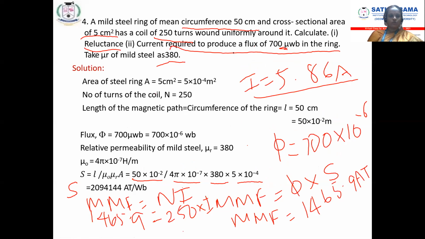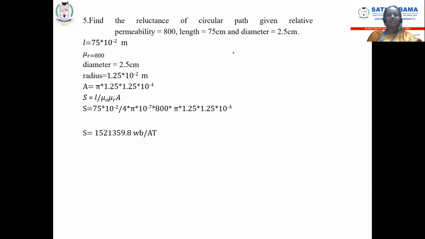Thank you, students. This is a university problem they asked last year for 6 marks. Find the reluctance of a circular path with relative permeability 800, length 75 centimeter, and diameter 2.5 centimeter. Length, permeability, and diameter are given, and from the diameter I have to find the area, pi r square. Substitute all and check it.